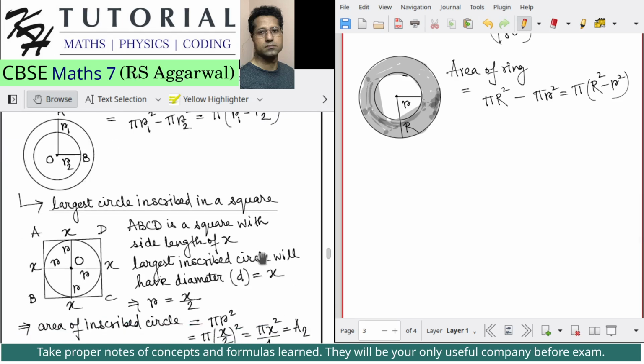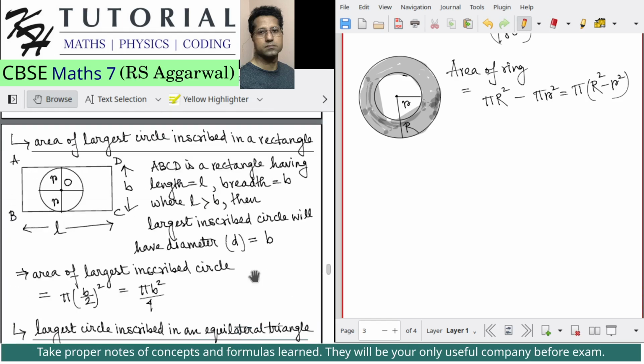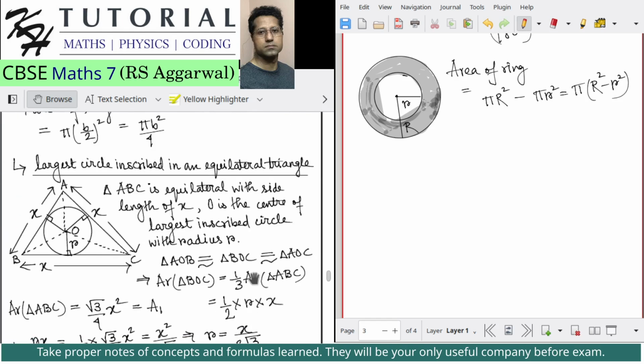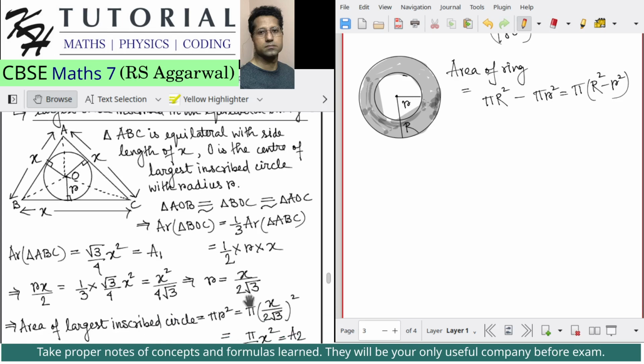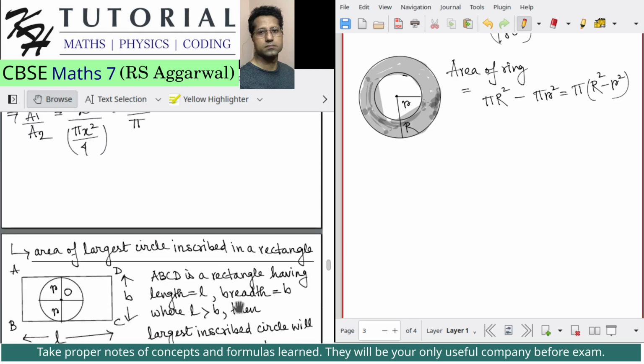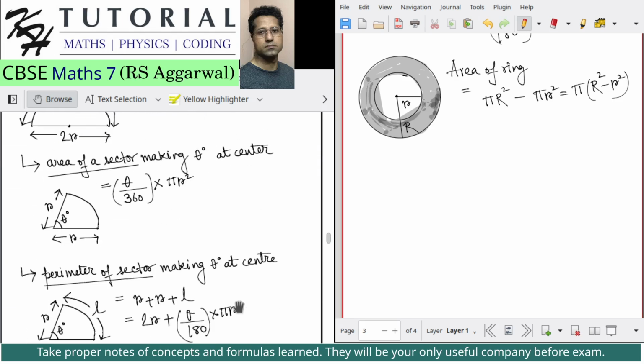Now I have also written down a few other concepts like largest circle inscribed in a square, and area of that inscribed circle, the area of largest circle inscribed in a rectangle, and largest circle inscribed in an equilateral triangle. All these concepts I will discuss in some future videos. As of now, I will end the discussion here regarding the concepts and formulas.